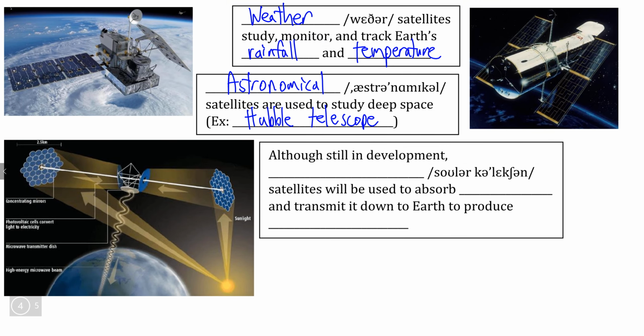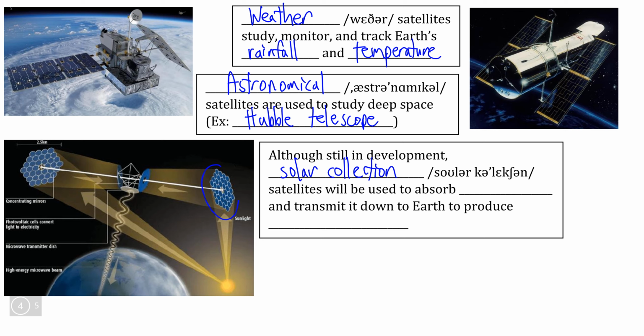The next type of satellite only exists theoretically. We have not actually fully developed the technology to do this. However, again, because of global climate change, satellites that are used in what we call solar collection are going to potentially become very important. So the job of a solar collector satellite is basically the same job that solar panels or a solar farm have on Earth.